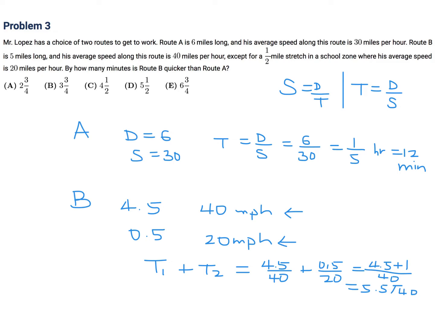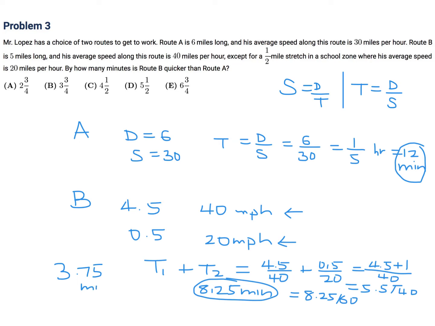And that is what? 8.25 over 60. And therefore, that is 8.25 minutes. So they want you to compare this to this. And that looks like a difference of 3.75 minutes to me. And therefore the answer would be B.